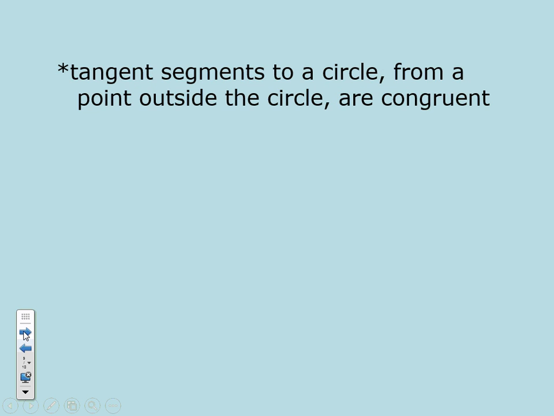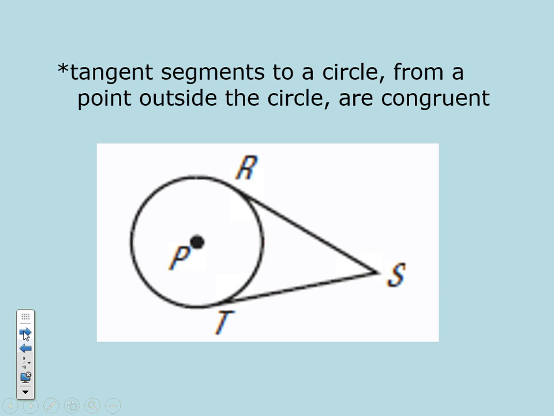So tangent segments to a circle, if they come from a point outside the circle, they're going to be congruent. That's another nice fact to know. Take a look at this picture. This is what it means. It means if I have a point out here, S, and it is extending a tangent segment to here, tangent segment to here, that means these two will be the same length, okay?